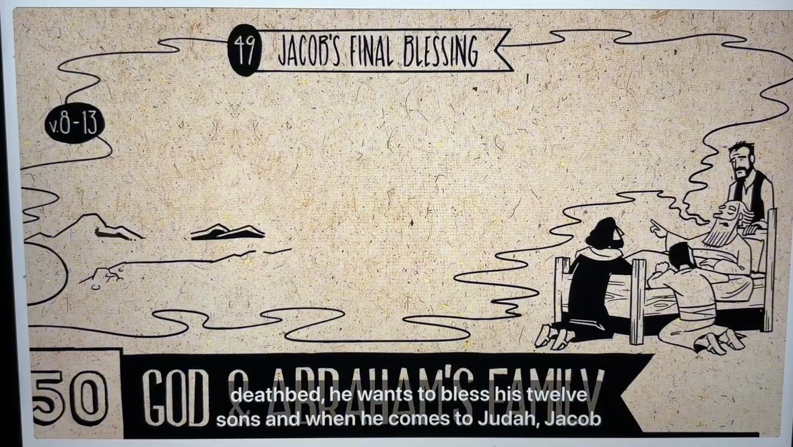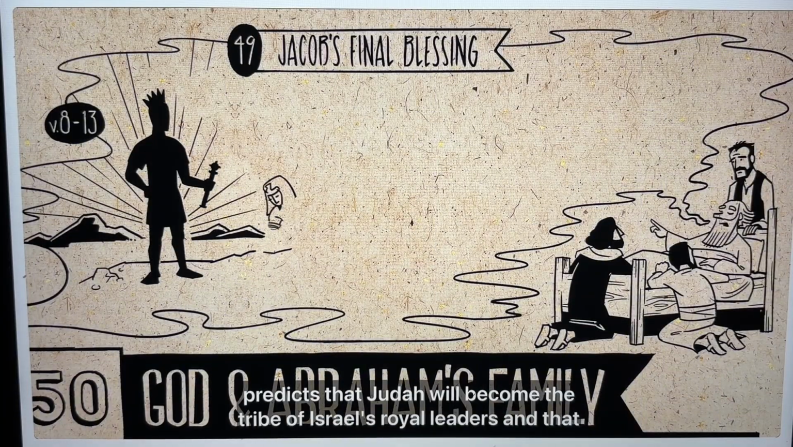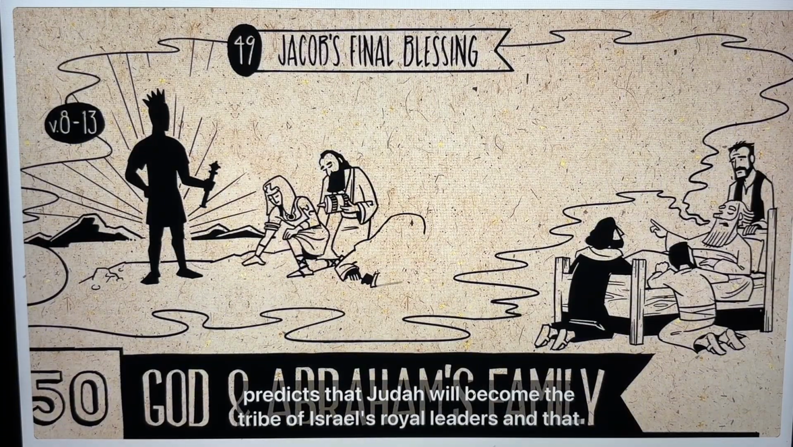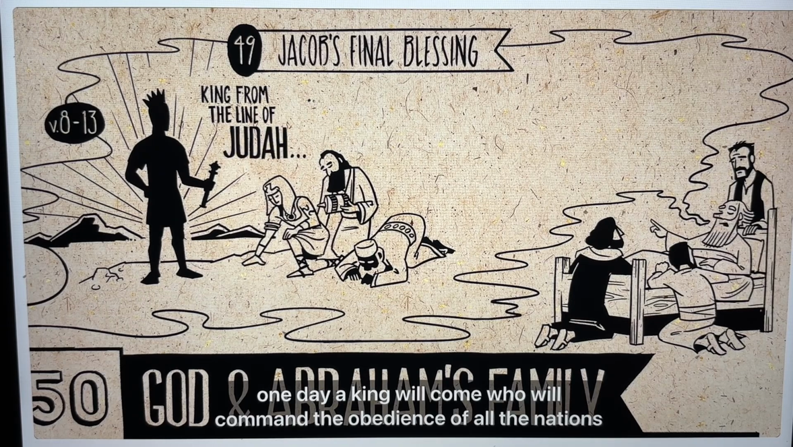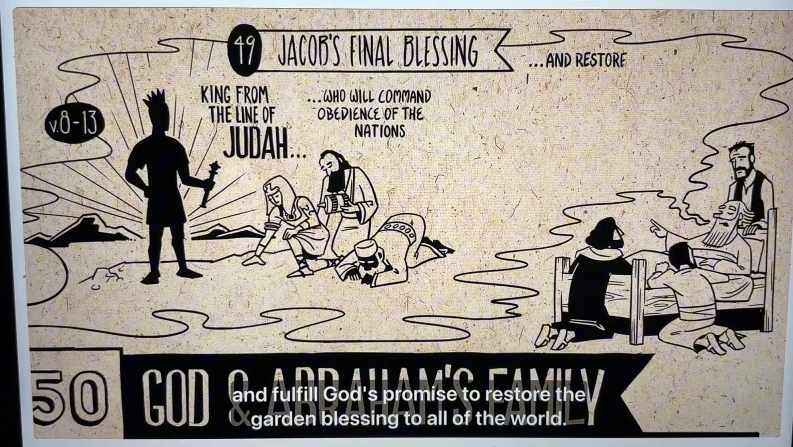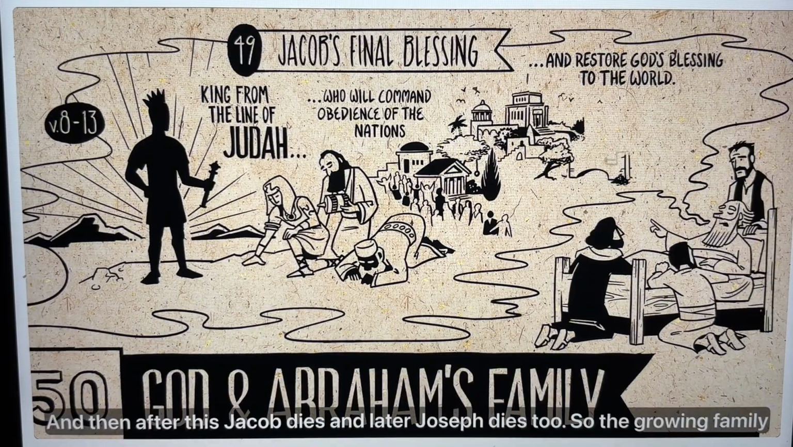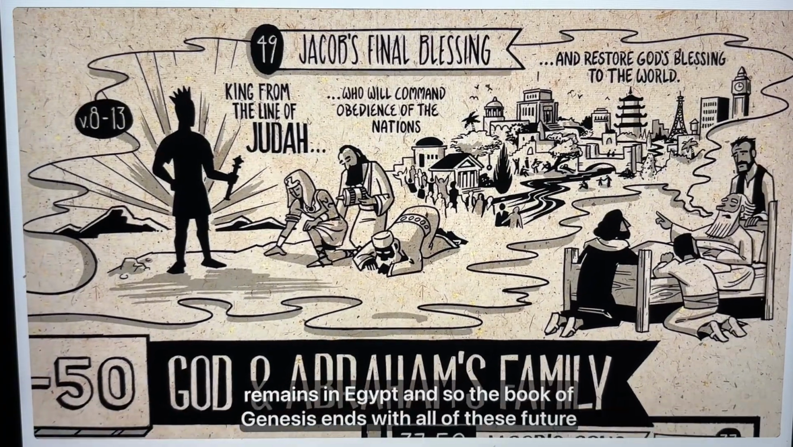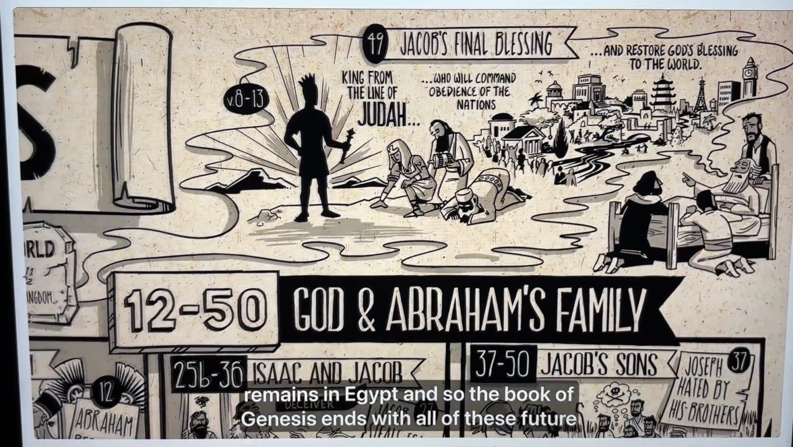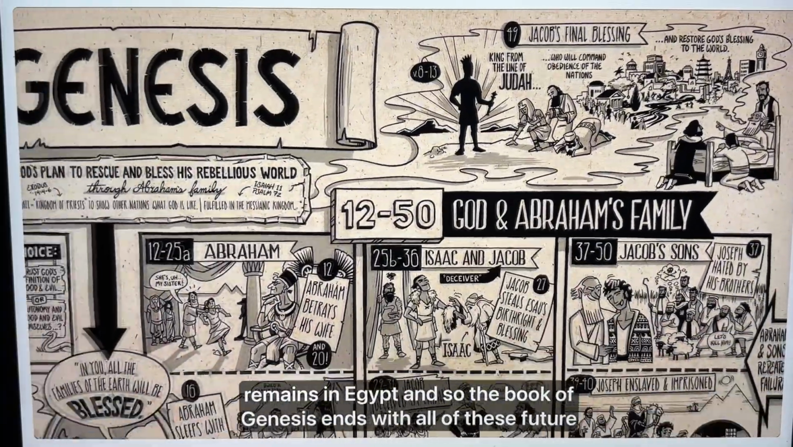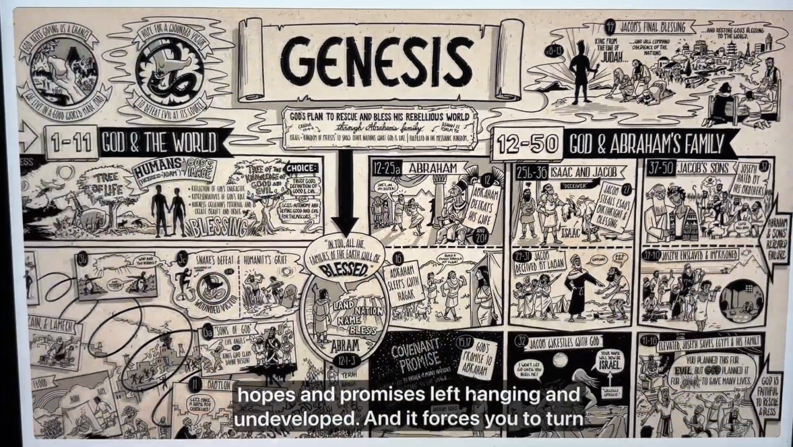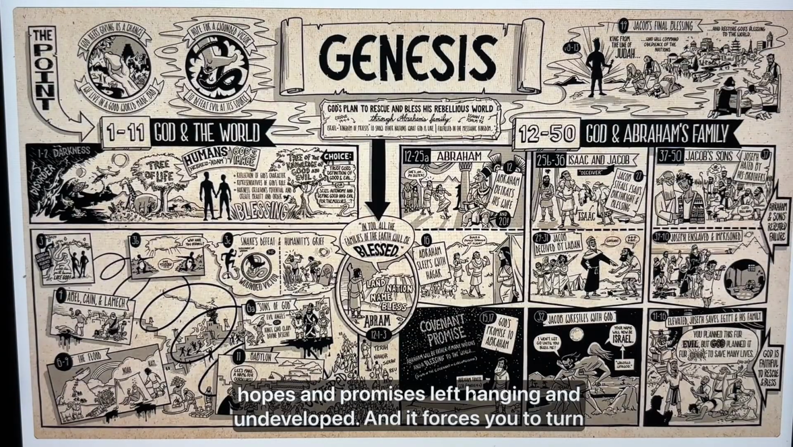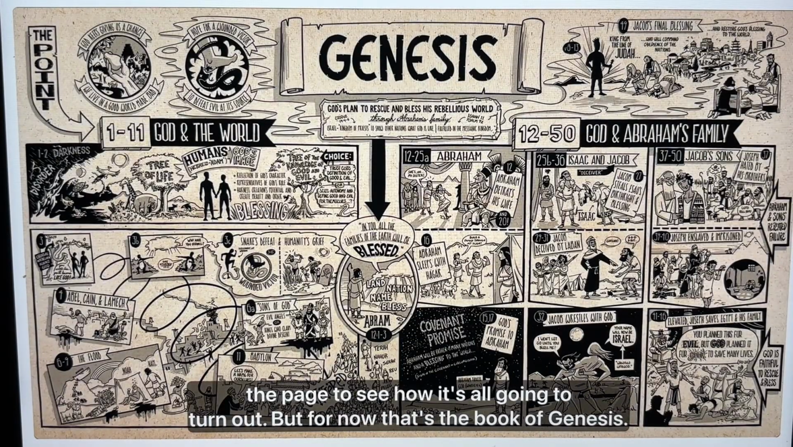And when he comes to Judah, Jacob predicts that Judah will become the tribe of Israel's royal leaders, and that one day a king will come who will command the obedience of all the nations and fulfill God's promise to restore the garden blessing to all of the world. And then after this, Jacob dies. And later, Joseph dies too. And the growing family remains in Egypt. And so the book of Genesis ends with all of these future hopes and promises left hanging and undeveloped. And it forces you to turn the page to see how it's all going to turn out.